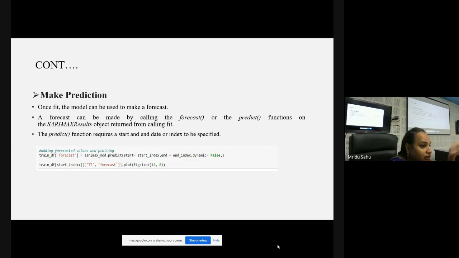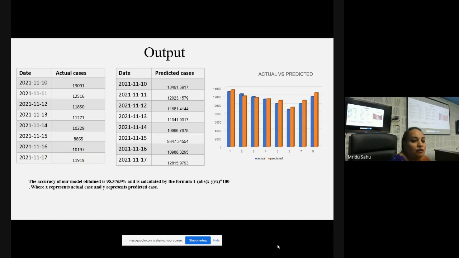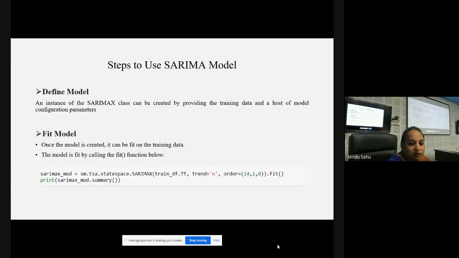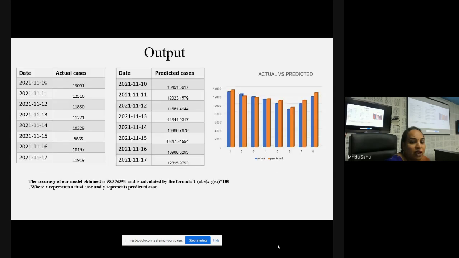Now you want to see the next thing. So for forecasting, a forecast can be made by calling the forecast or predict function on the SARIMAX result. Here the parameter in single quotes is the function name called forecast. So these outcomes are generated by fitting that model and making predictions.